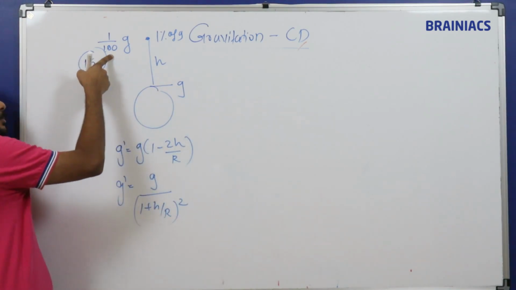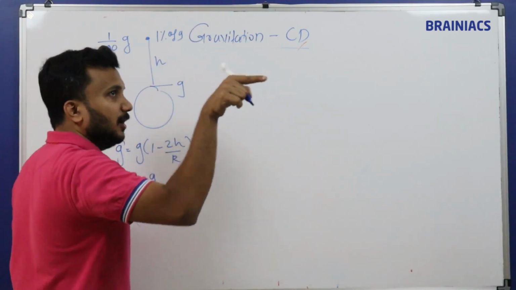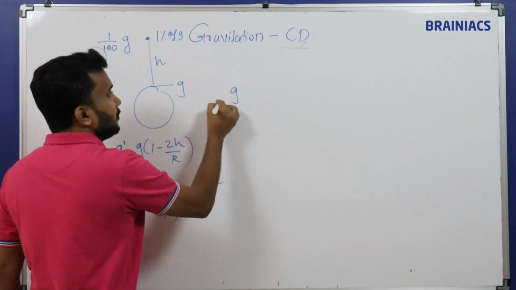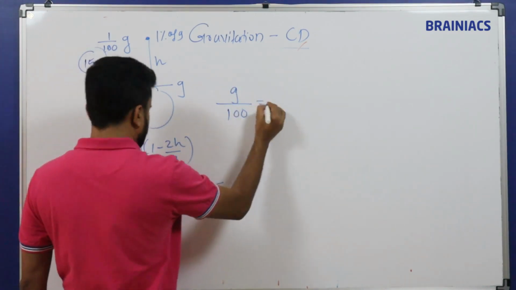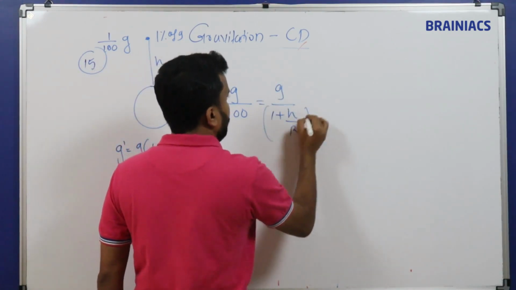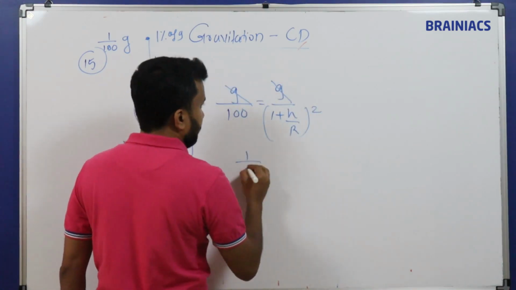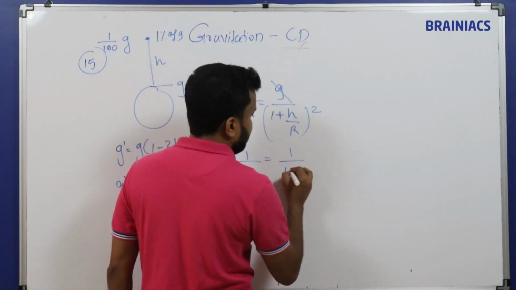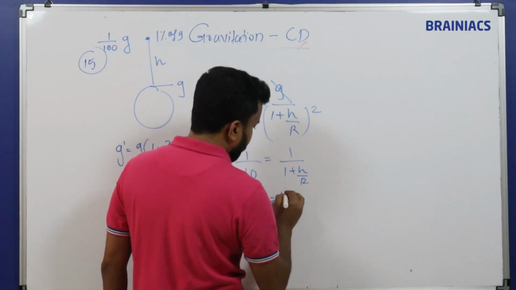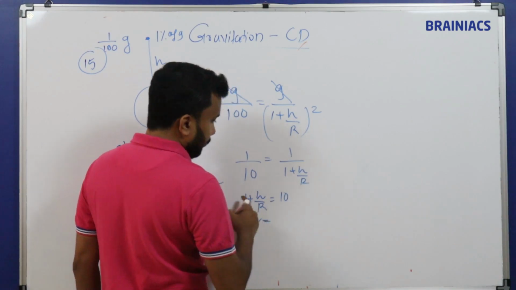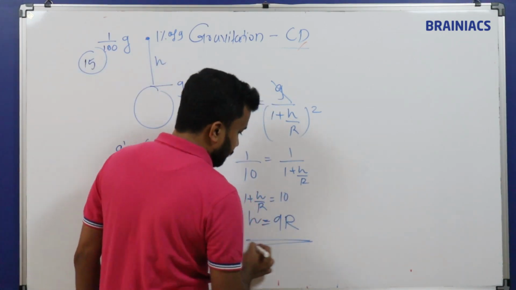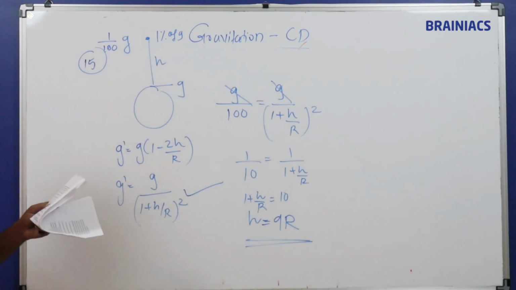Since 1 by 100 is a perfect square, the root is 1 by 10. So which one do we have to use? We have to use this one. So g by 100 is equal to g into 1 by (1 plus h by R) the whole square. g and g cancel, and if you take the root you will get 1 by 10 equal to 1 by (1 plus h by R). So 1 plus h by R will be equal to 10, and h by R is 9, so h is equal to 9R.